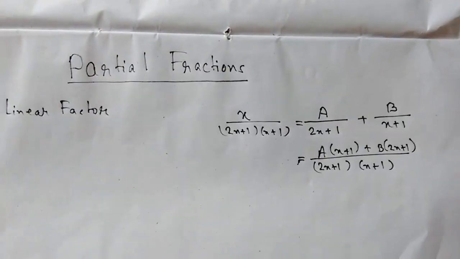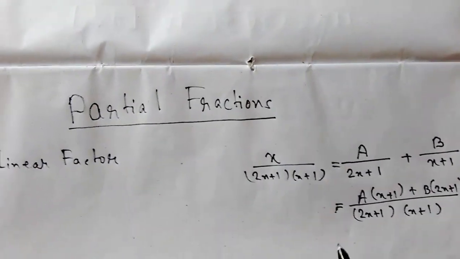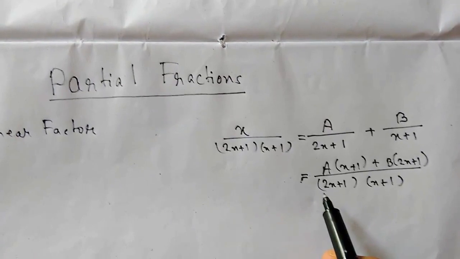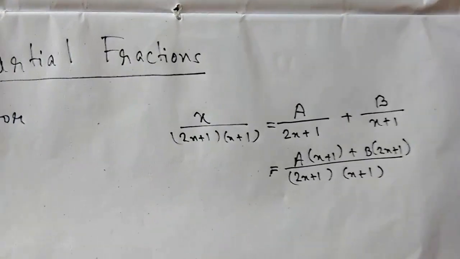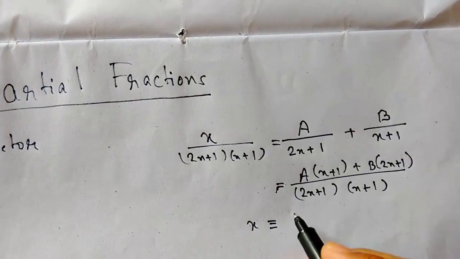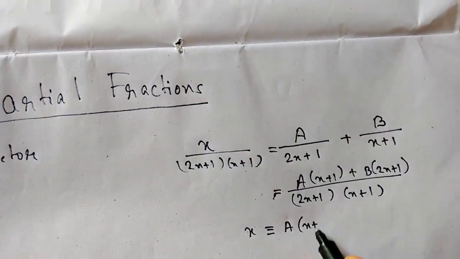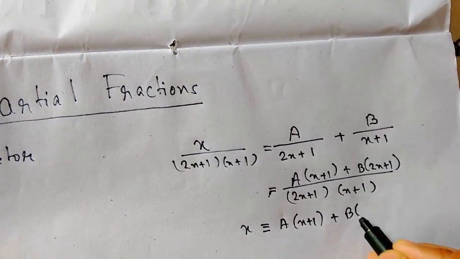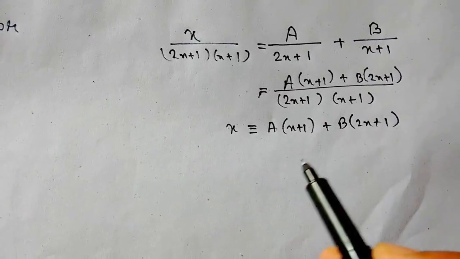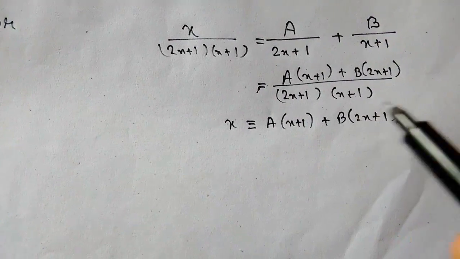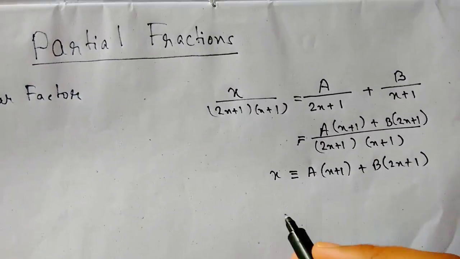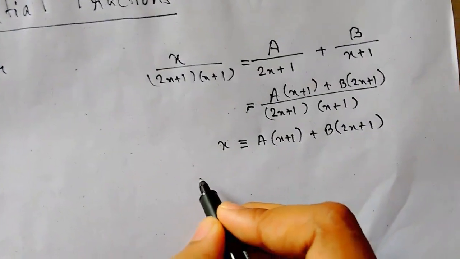Now here comes the main thing. Since the denominators of both sides are equal, the numerators must also be equal. So we can write x is equivalent to A times (x plus 1) plus B times (2x plus 1). Now we have to solve this to get the values of A and B. We can use three methods. The first method is comparing coefficients.